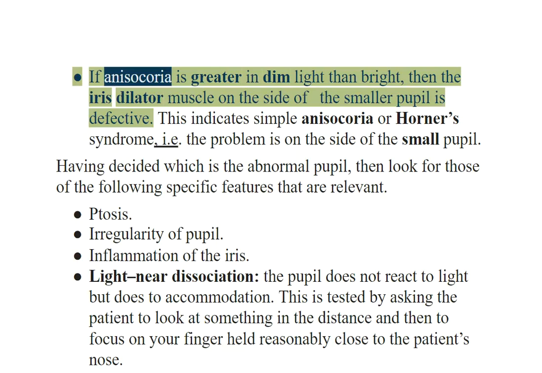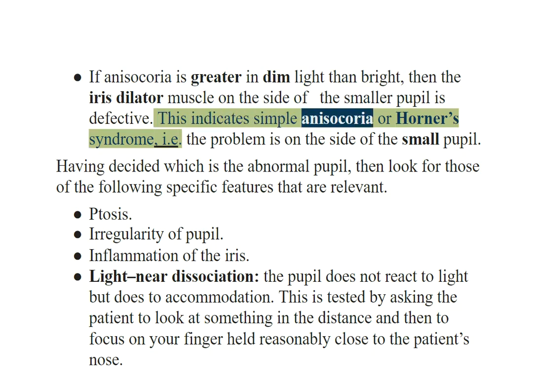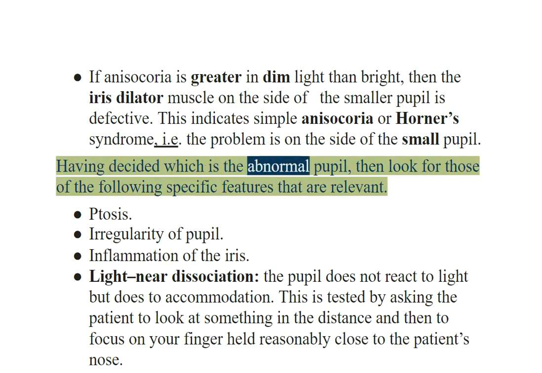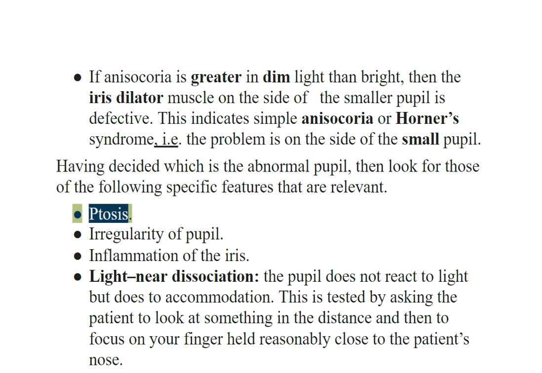If anisocoria is greater in dim light than bright, then the iris dilator muscle on the side of the smaller pupil is defective. This indicates simple anisocoria or Horner's syndrome, i.e. the problem is on the side of the small pupil. Having decided which is the abnormal pupil, then look for those of the following specific features that are relevant. Ptosis. Irregularity of pupil. Inflammation of the iris.